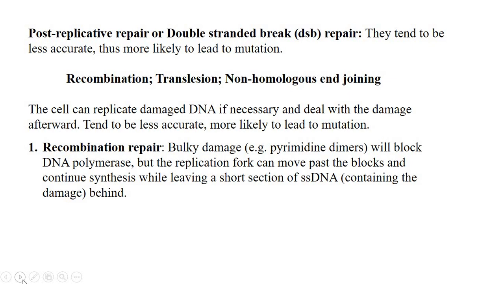In recombination repair, the large bulky damage that has occurred to DNA is repaired by recombination. The example is again pyrimidine dimers that we have been talking about a lot, because these pyrimidine dimers are pretty common, especially in damage by radiations. And this damage can block DNA polymerase 3. But the replication fork can still move past these blocks and continue synthesis and leave this single-stranded DNA behind. And they can do this by using recombination.